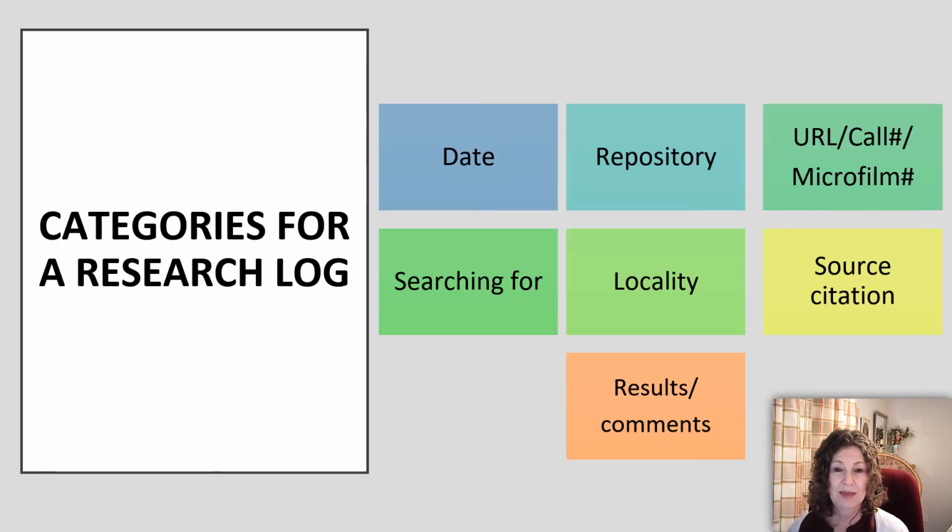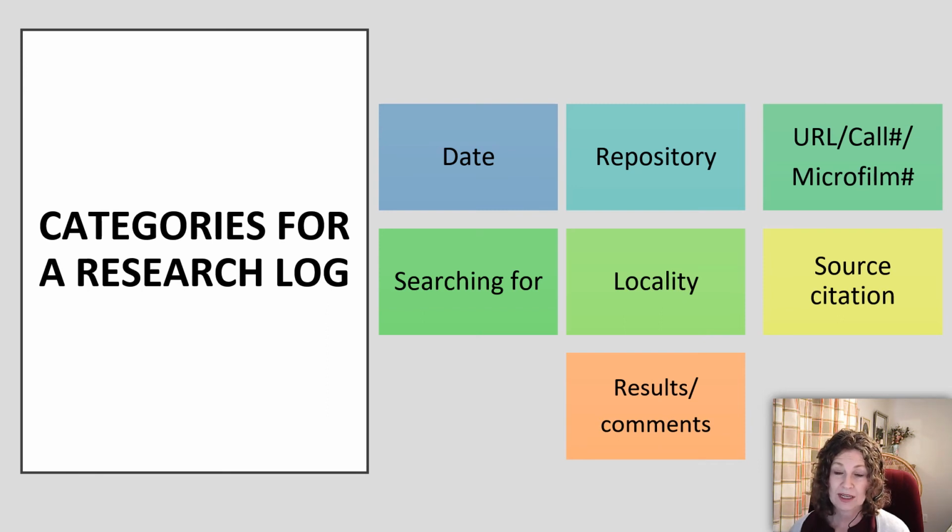First of all, some categories that you could use. These are categories I like to use. You may want to add or subtract as needed. I like to put the date that I searched for a source. I like the repository. If I found something, I want to make sure I have the URL, the call number, the microfilm number. Even if I didn't find anything, I want to have those pieces of information so I know where I searched. I like to put what I'm searching for and the locality.